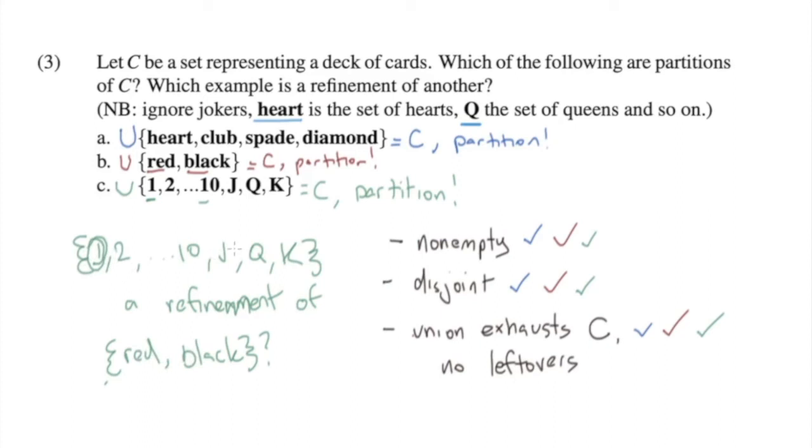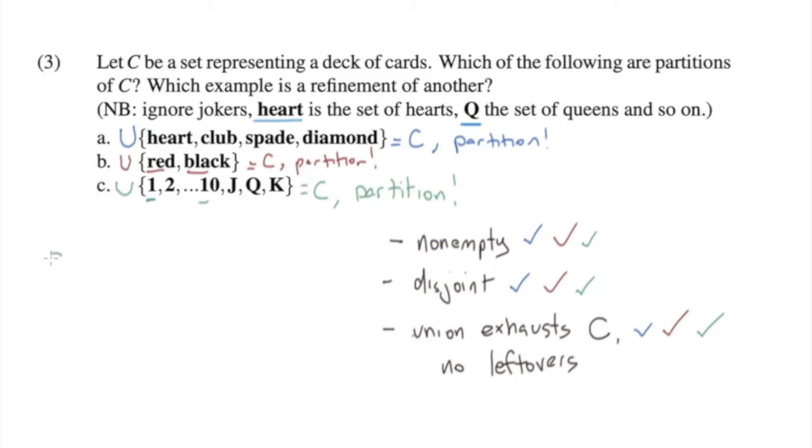And actually the same thing goes for every element. For example, the set of queens: again, we have 2 red ones and 2 black ones. So the set of queens is not a subset of red and not a subset of black. So in this particular case, the partition of the set of cards by their values is not a refinement of the partition by their colors. So here the answer is no. Okay, but what if we tried a different one? What if we tried heart, club, spade, diamond? Is this a refinement of red, black?